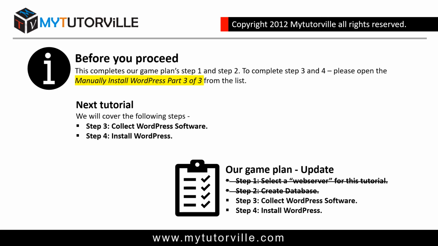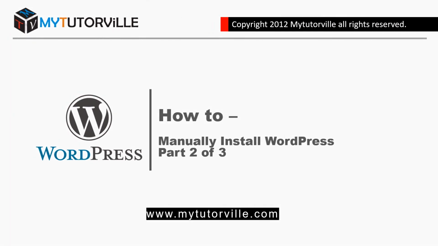We have two more steps left, which we will cover in the next tutorial, where we will collect WordPress software and then we will install it. This is the end of part 2 of 3 of manually install WordPress. In the next tutorial, we'll complete step 2, 3 and 4. To begin, please select manually install WordPress part 3 of 3 from the list.